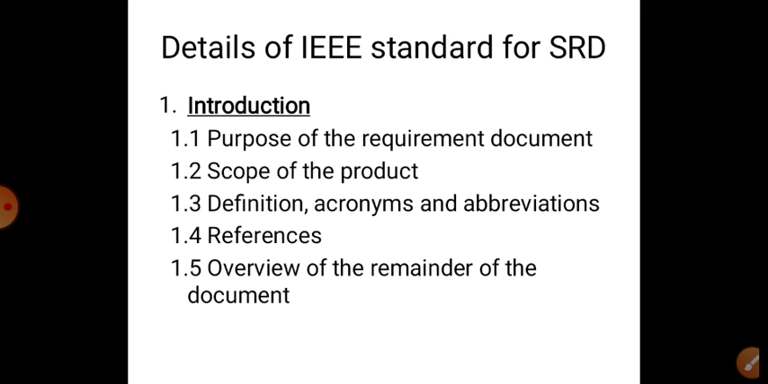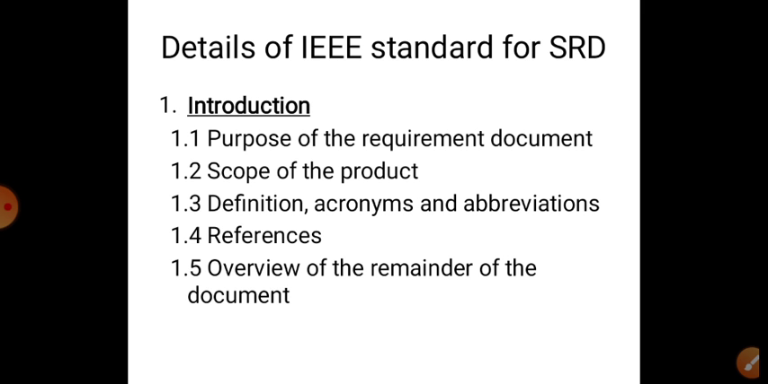In the introduction title, we study the purpose of the requirement document. So this tells about the purpose for which the requirement document is prepared. Point number 2, scope of the product. This speaks about what are the limits or what all is included in the software. 3rd, definitions, acronyms and abbreviations.